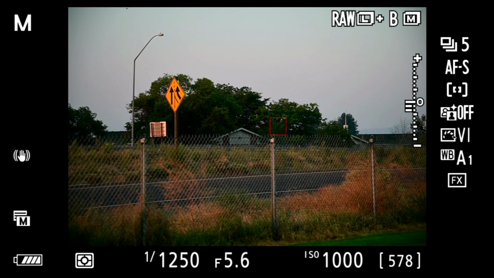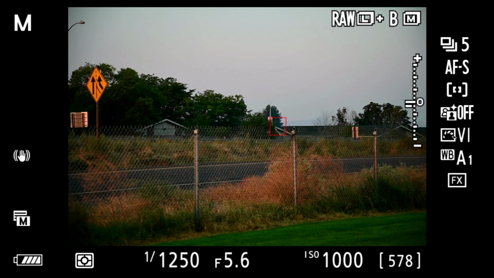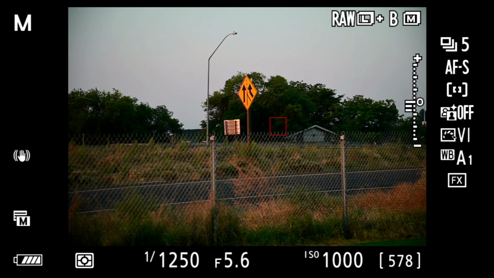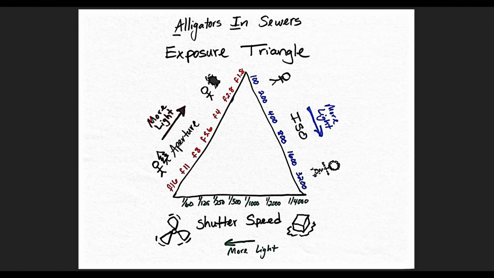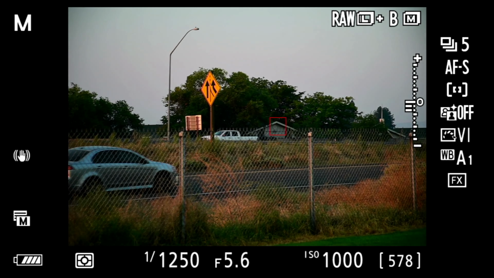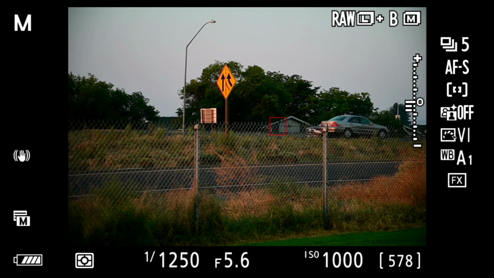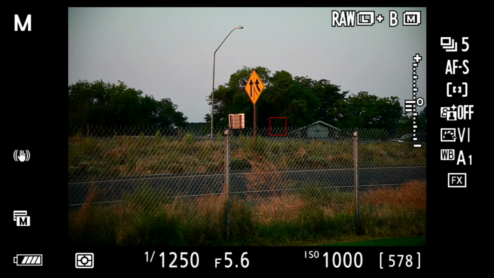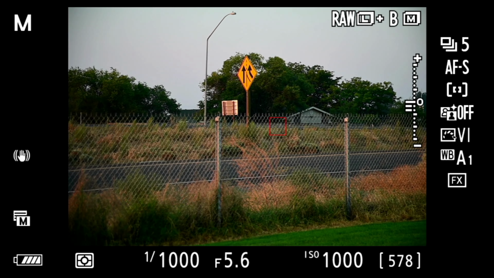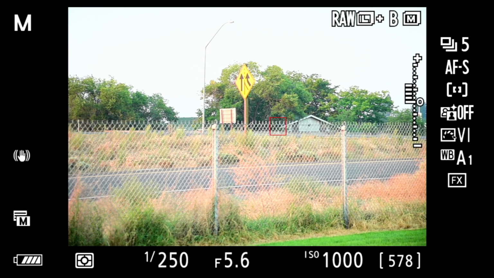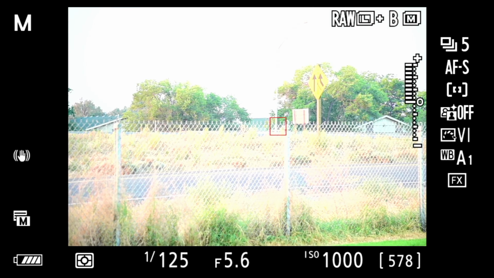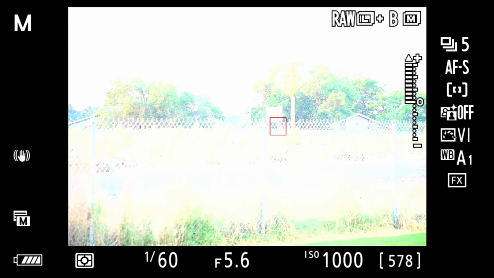So I'm going to look at my exposure triangle, and as I'm looking at it, the setting that controls motion is the shutter speed. So the very first thing that I'm going to do is lower that shutter speed. And as I lower the shutter speed, that means that more light is hitting the sensor, and as you guys are looking at the image here, it's becoming very bright. So I'm going to lower it to about 1/40th of a second. And so now that means that I have too much light.